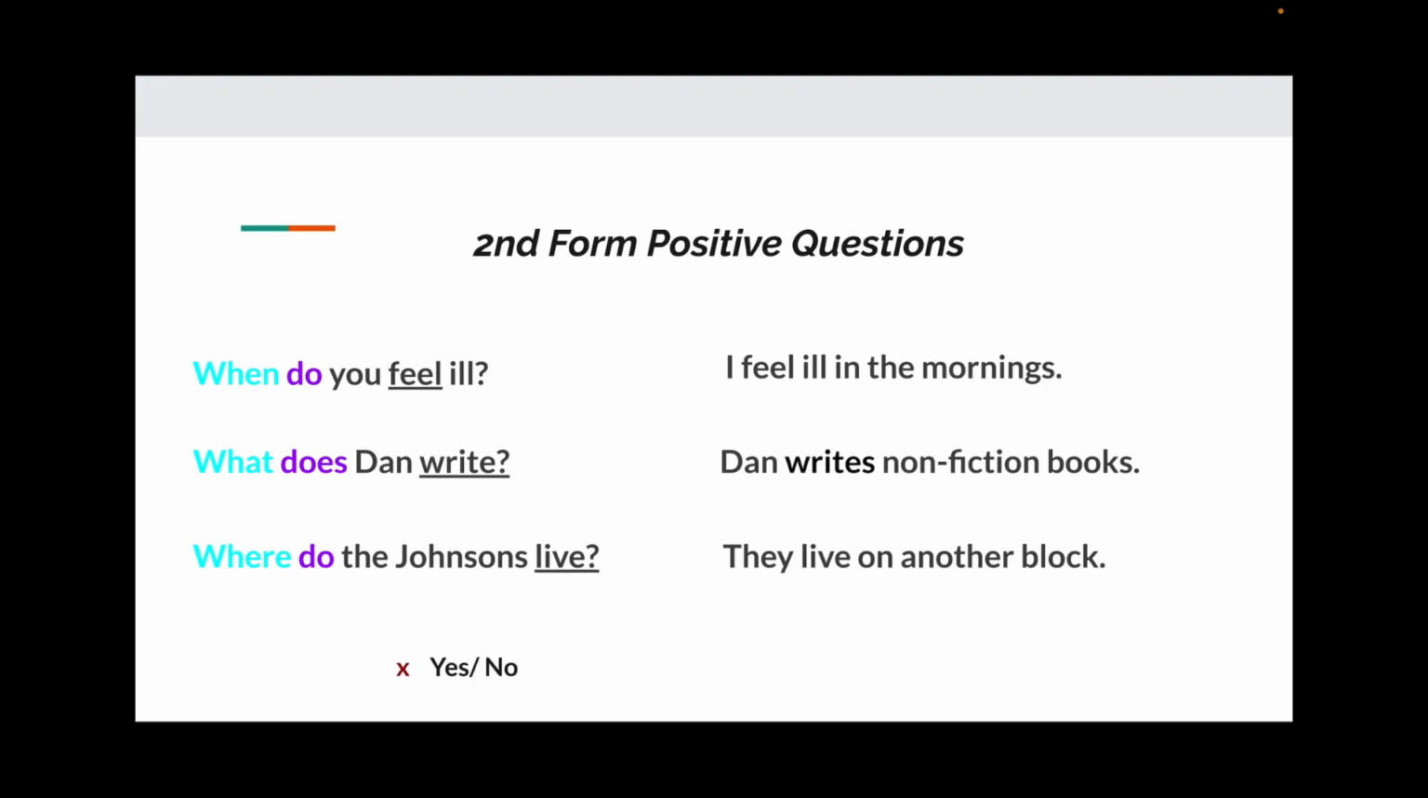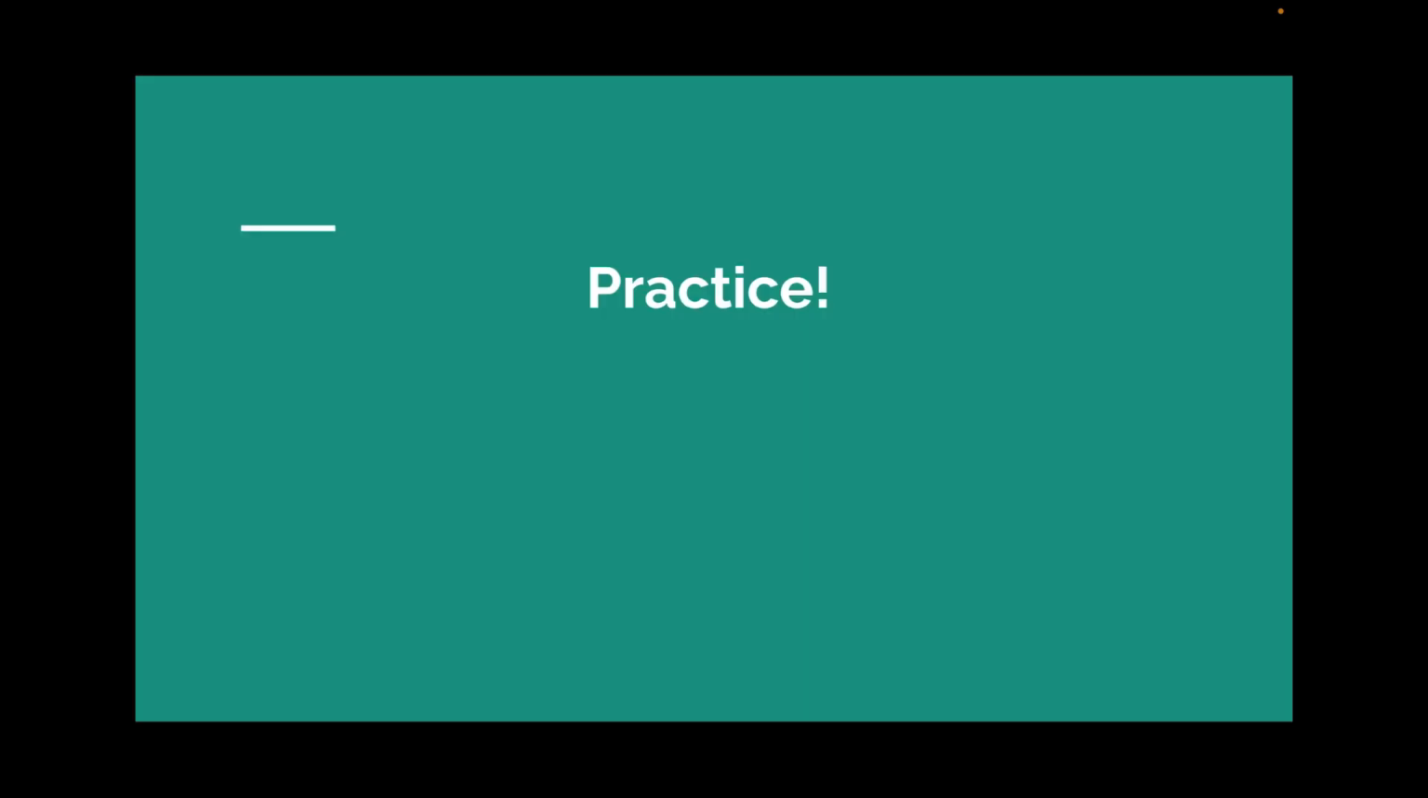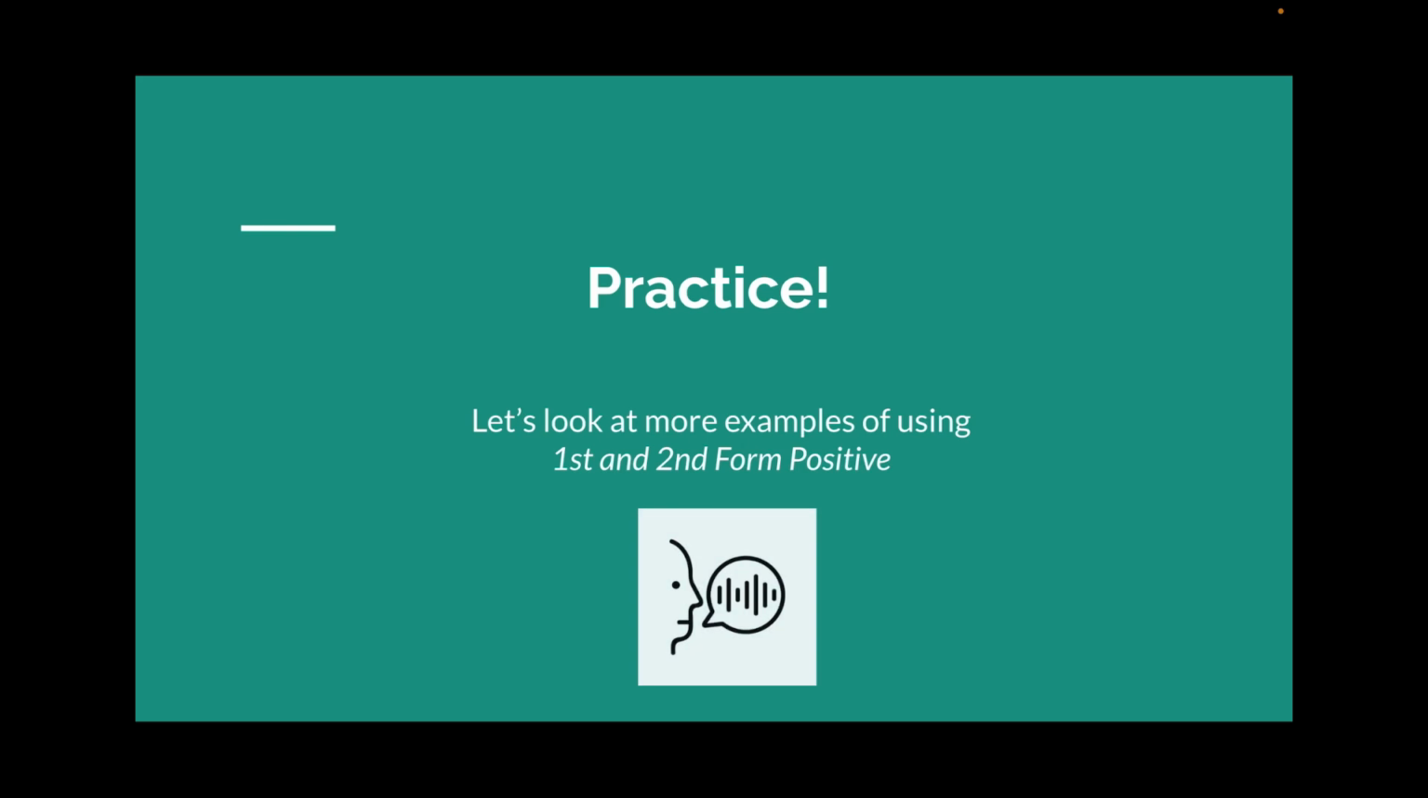And so none of these answers include yes or no, and they don't include do or does for confirmation, because even though you are giving someone information, you're not specifically confirming what they've said, because there are no options, or there is no option to choose. And so now that we've looked at first and second positive questions, let's practice our pronunciation of questions from each form.